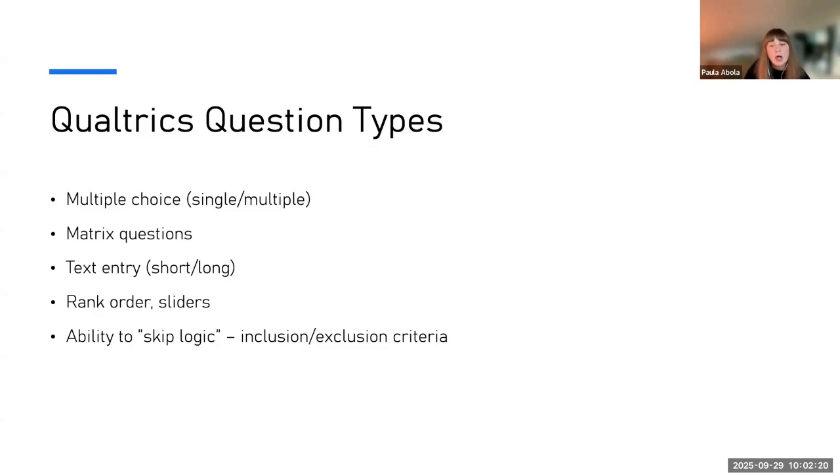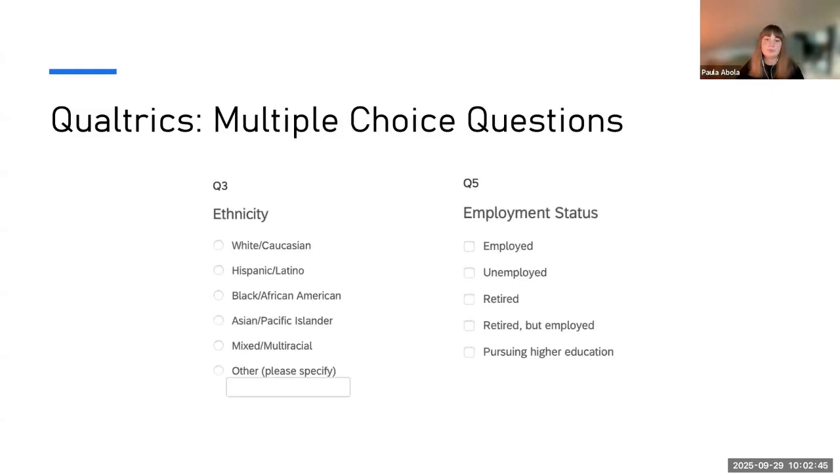And another feature that I want to point out that is actually important in Qualtrics is called skip logic, which allows you to ask inclusion and exclusion criteria questions and skip to the end of the survey if the participant does not meet the inclusion criteria. And yeah, now we're going to look at how some of the question types look, and I will use examples from my survey so you guys can see that.